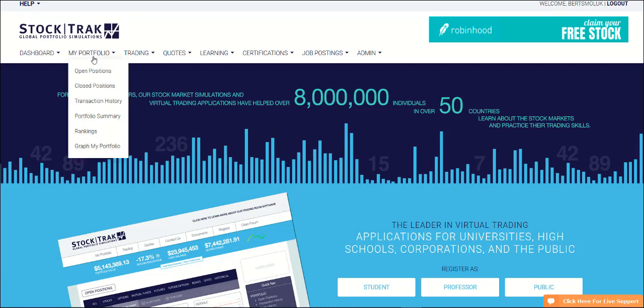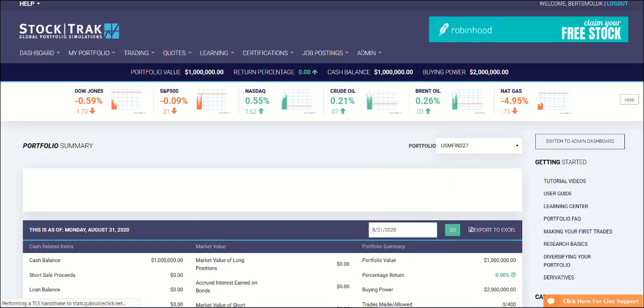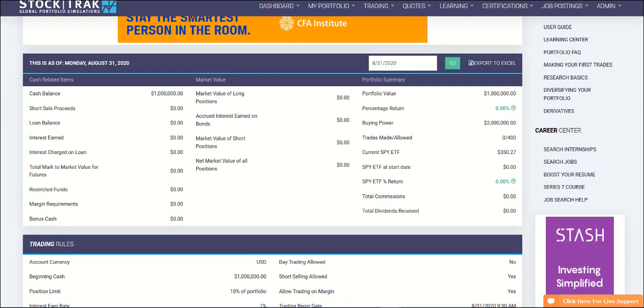So the first thing you're going to want to do is take a look at, for example, your portfolio summary. So this is how you're going to start. If you look here, this is probably the most important page. It tells you, look, you have $1 million in cash right now to buy stocks and bonds and mutual funds and ETFs, which are exchange traded funds you'll learn about in a later chapter. And you have the ability to short sell stocks, which is covered in chapter 2. You can buy on margin, which means you get a loan. That's why there's a loan balance here.